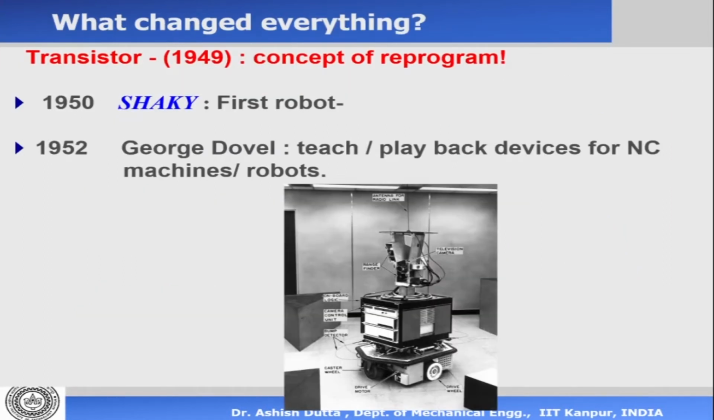Now, with the transistor came the concept of reprogram. We have a computer, we have a microcontroller, we have a microprocessor. All this came about at that time, after the invention of the transistor. And with that, you could have the concept of reprogram.